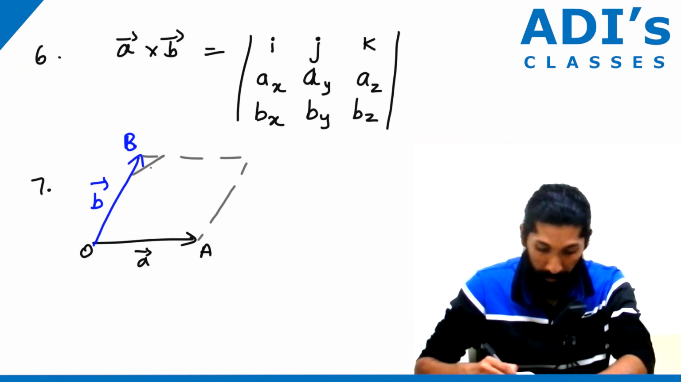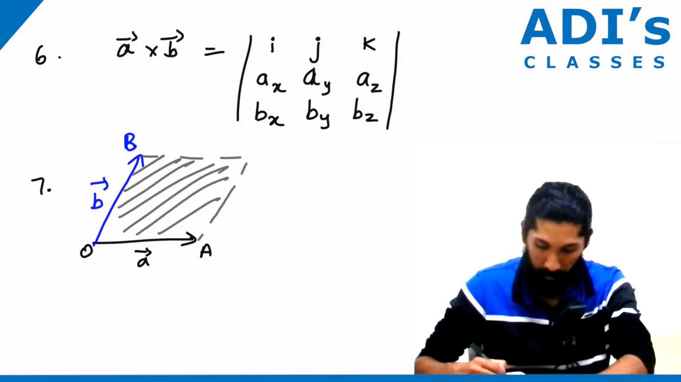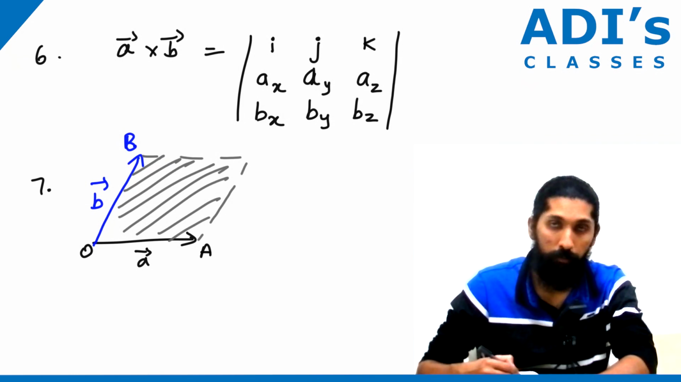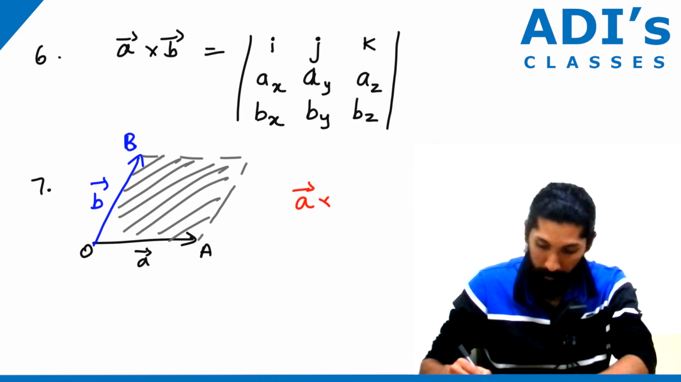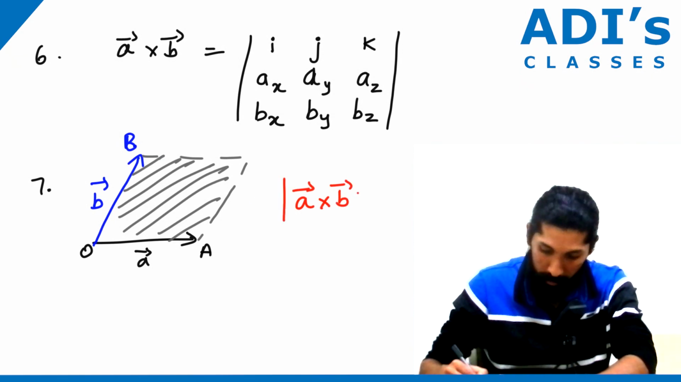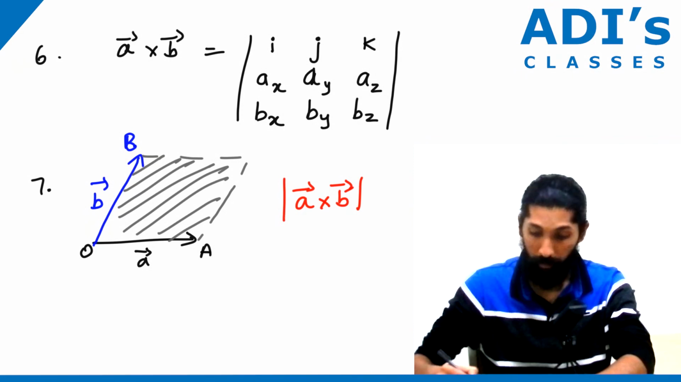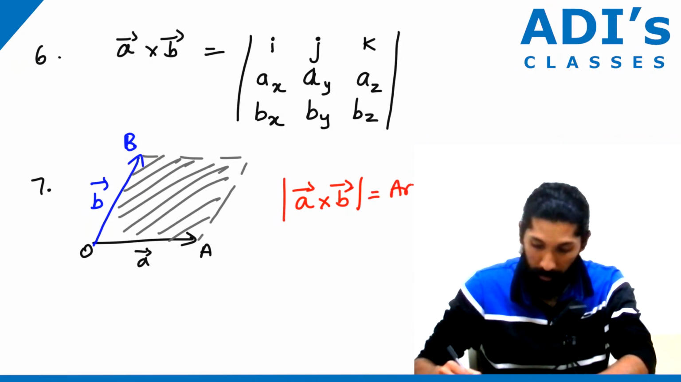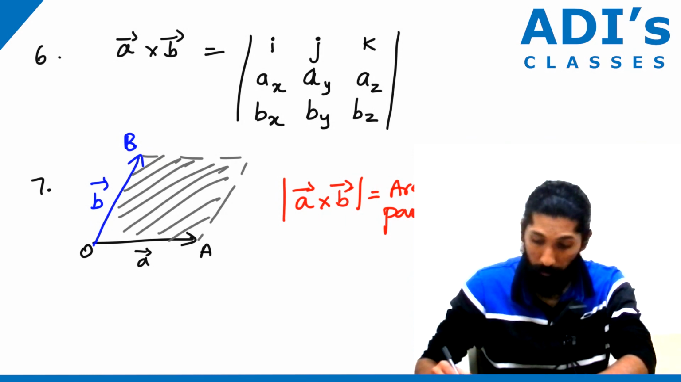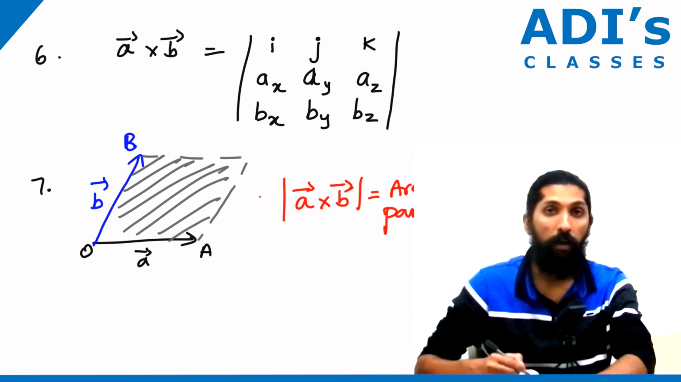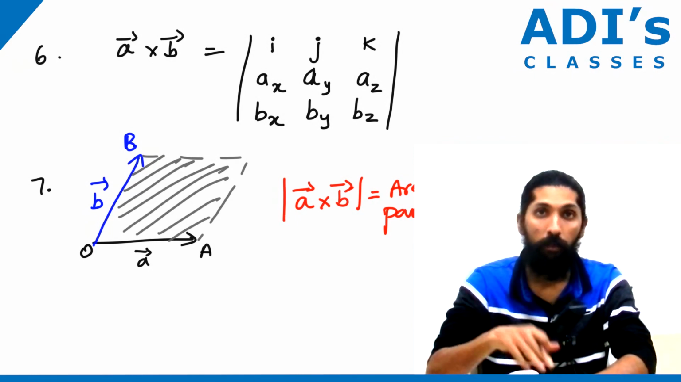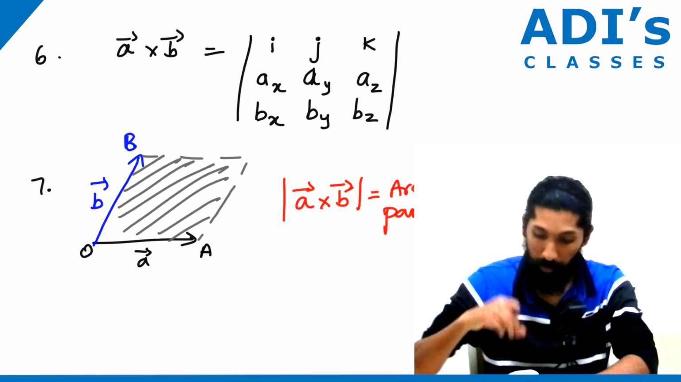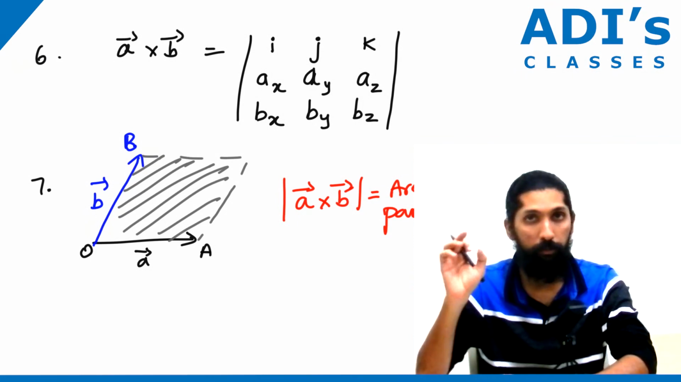Now, to find the area of this particular parallelogram, we use the cross product of two vectors. In the sense, vector A cross vector B. Take the modulus of that vector A cross vector B. This gives the area of the parallelogram. Parallelogram having vector A and vector B as its sides. That parallelogram's area is given by mod of vector A cross vector B.